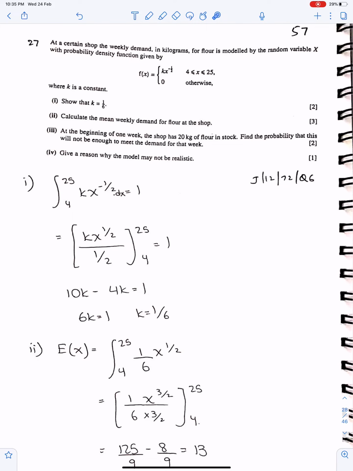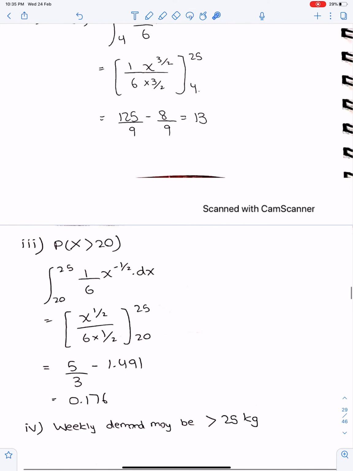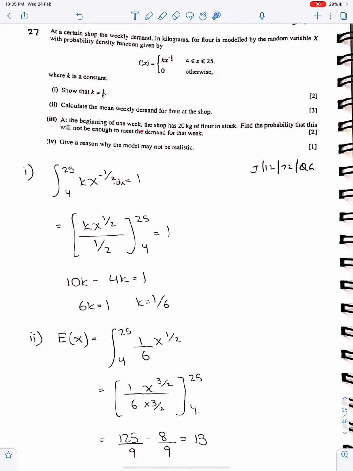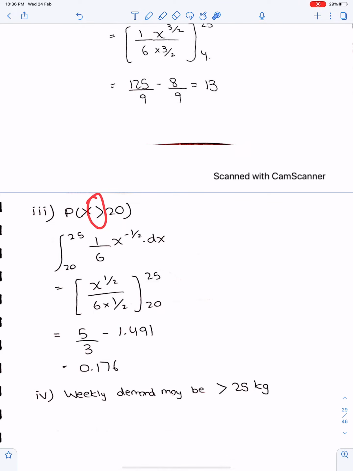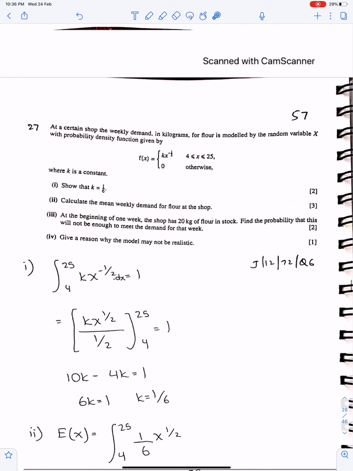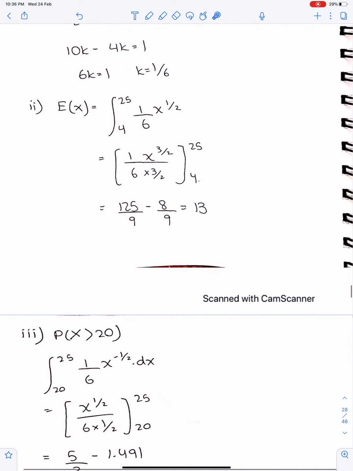20 kg is not enough. So whenever it says not enough, write greater than, meaning the demand is greater than 20. So use this in the inequality. So 20 and 25 are the limits.